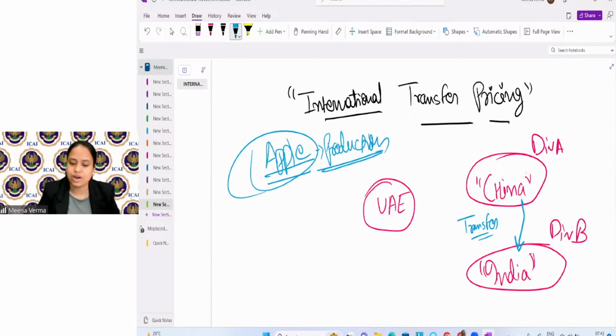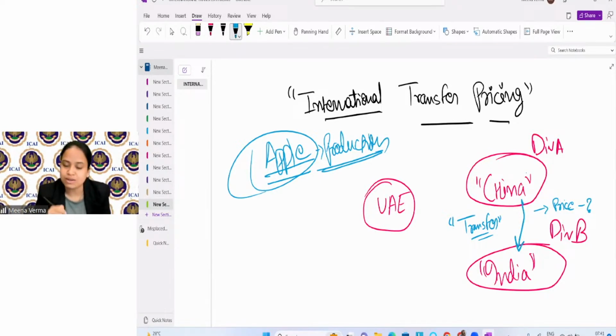When they want to transfer the goods from one country to another country, at what price should this transfer take place? At what price should these goods be transferred? What should be the transfer price?